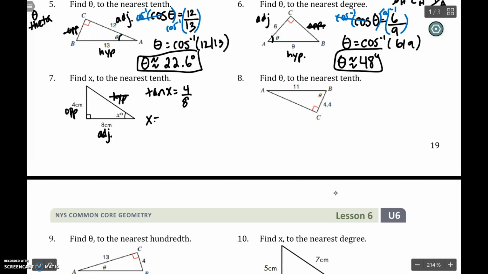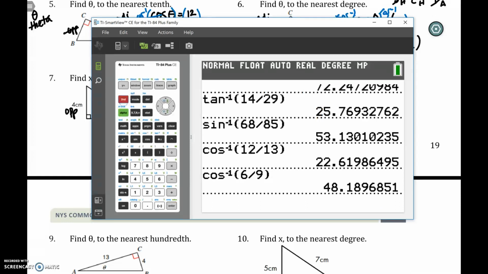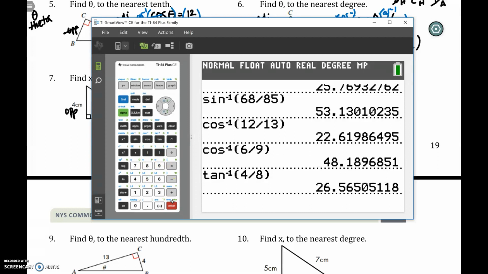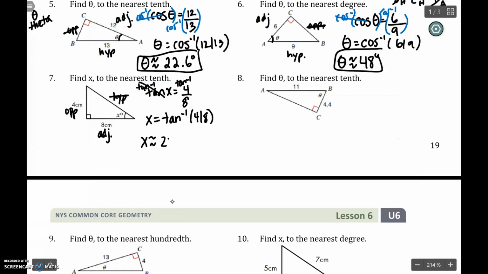We're going to do the inverse tangent on both sides, which will be a tangent with a -1 exponent of 4/8, and then round that to the nearest tenth. So second tangent of 4 divided by 8 is about 26.6.